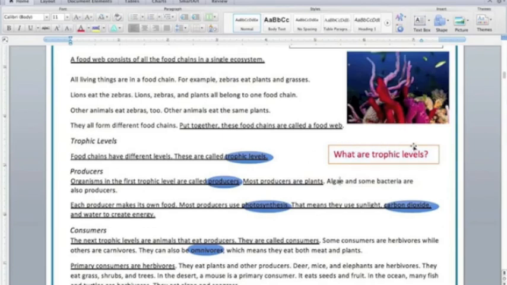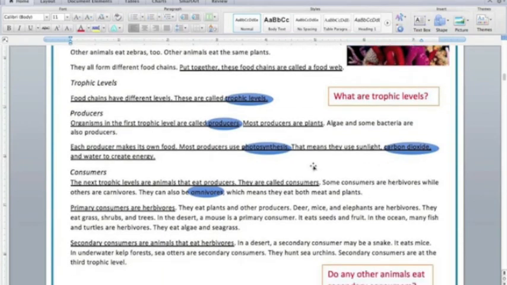Here you can see I added a question in the margin. What are trophic levels? That's really what I wanted to know at this point.